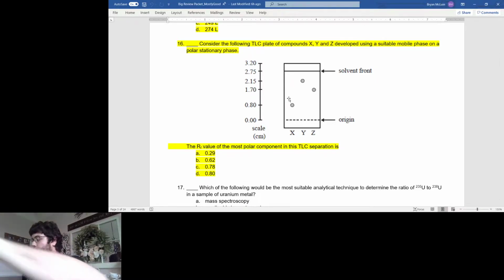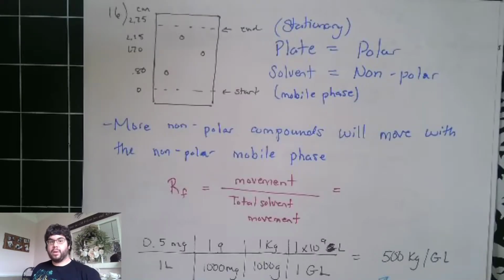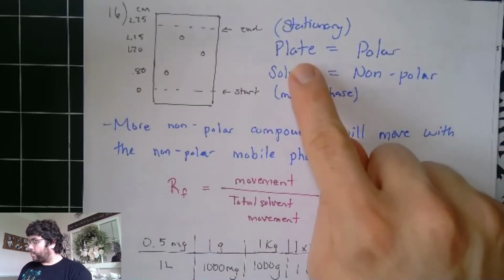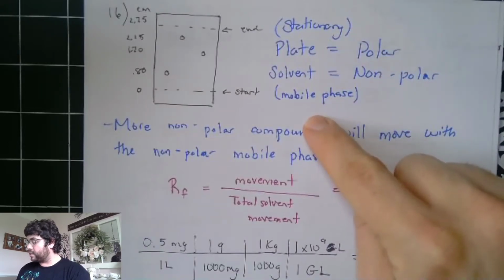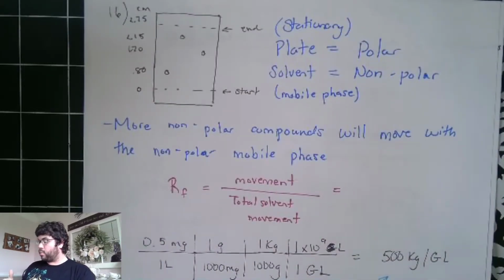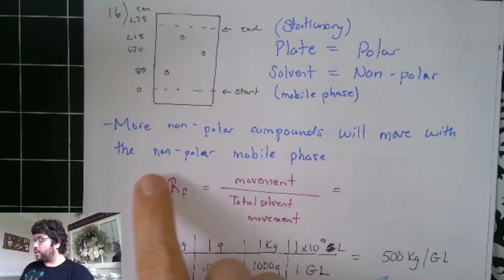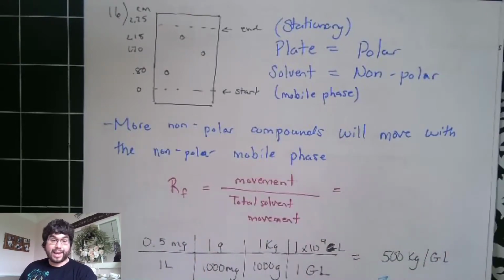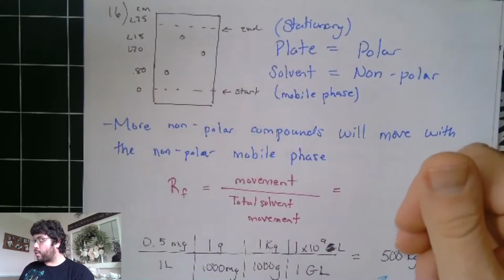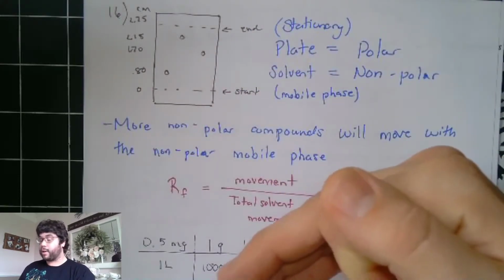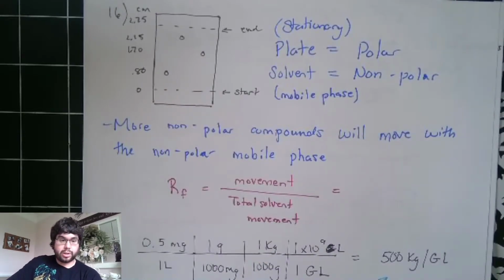Let's go ahead and switch over to this. Okay. So our plate is polar, our solvent is non-polar. The stationary phase is the plate, the mobile phase is the solvent. And so what this is telling us is that more non-polar compounds will move with the non-polar mobile phase. Remember that like dissolves like. So since the solvent moving up the plate is non-polar, more non-polar compounds are going to move along with that solvent.